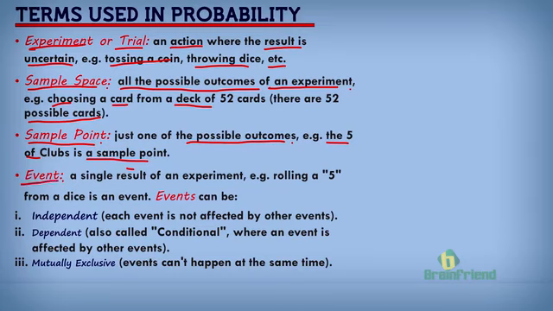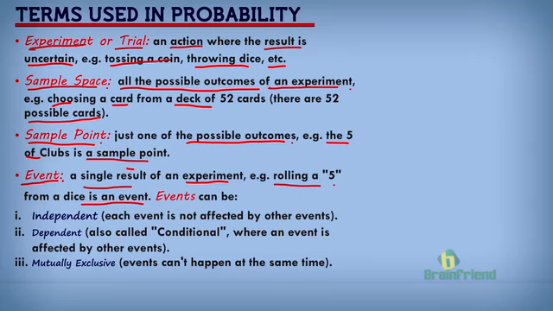Event. What is an event? An event is a single result of an experiment. For instance, rolling a 5 from a dice. You roll a dice and you get 5 as a result. That is an event.